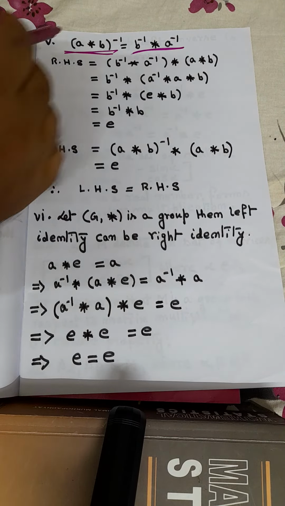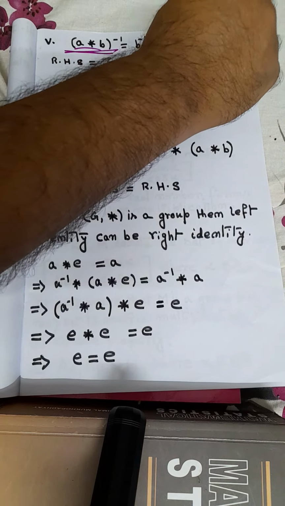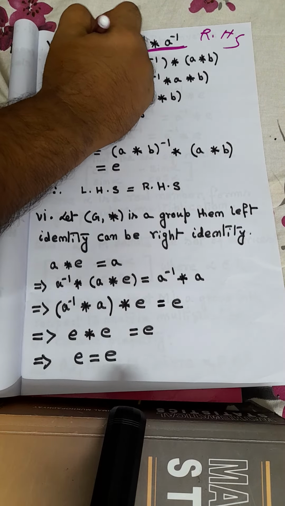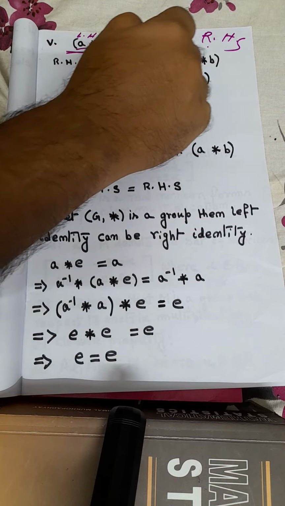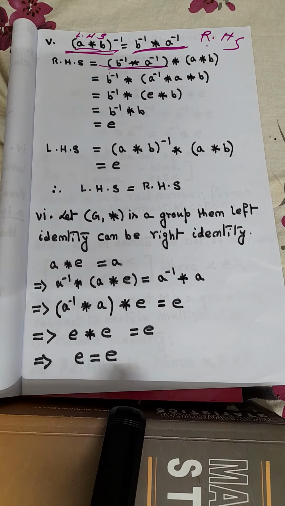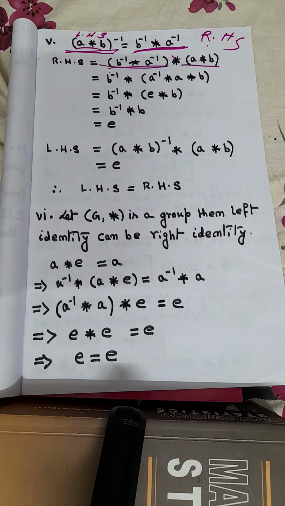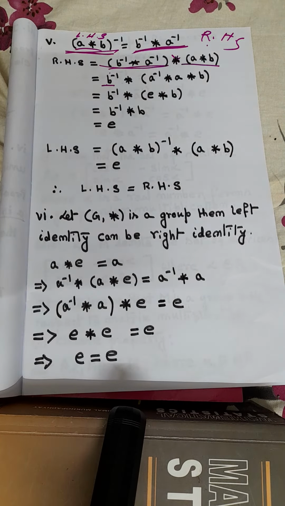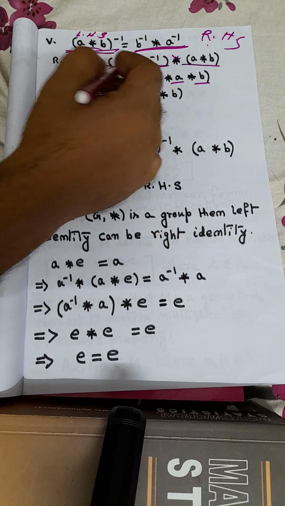How can you prove that? First take the right hand side. This is the right hand side and this is the left hand side, right? So first consider the right hand side, b inverse binary operation a inverse. We do a binary operation with a binary operation b. Then we can write it like this: b inverse binary operation a inverse, binary operation a, binary operation b. Correct?